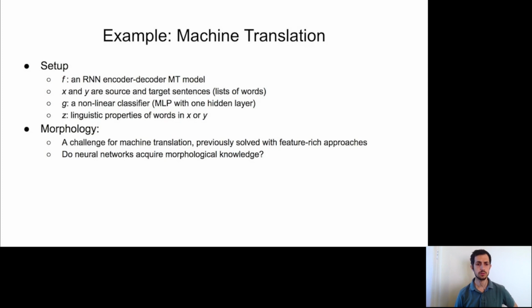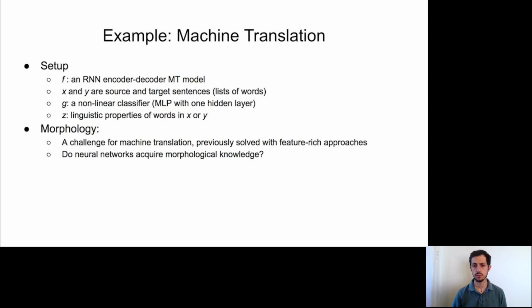So we'll show results from morphology first. And why would this be interesting? Morphology is known to be a challenge for machine translation, especially with morphologically rich languages. And it used to be solved with feature-rich approaches. You would generate a lot of morphological features, maybe encode them in some factor-based MT model, and try to integrate them in the task. But an end-to-end approach to MT doesn't do that. And so our question is whether neural nets acquire morphological knowledge when they are trained on machine translation.